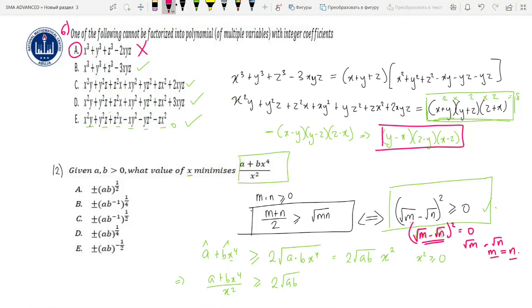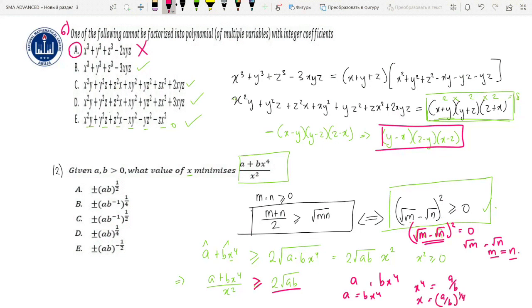So now equality here holds, and equality is what gives us the minimum value, because this is greater than or equal, so the minimum value is this. And equality holds at this minimum value when the two terms we apply the AM-GM to are equal. So what two terms do we apply the AM-GM to here? a and b x^4. So when these two are equal, a equals b x^4. That is x^4 equals a over b. So equality holds when x is equal to a over b raised to 1 over 4.